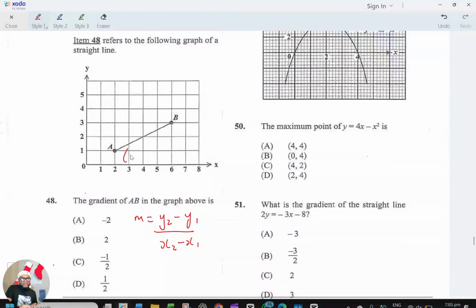Right, so what's the coordinates of A here? What is the x value? 2. 2 comma, what is y? 1. Coordinates of B. What is x? 6. What is y? 3. Right, so we go in. So y2 would be 3 minus y1, which is 1, over x2, which is 6, minus x1, which is 2. And this here will be 3 minus 1 is 2, 6 minus 2 is 4. 2 into 2, 1. 2 into 4 is 2. This will be 1/2. Right?